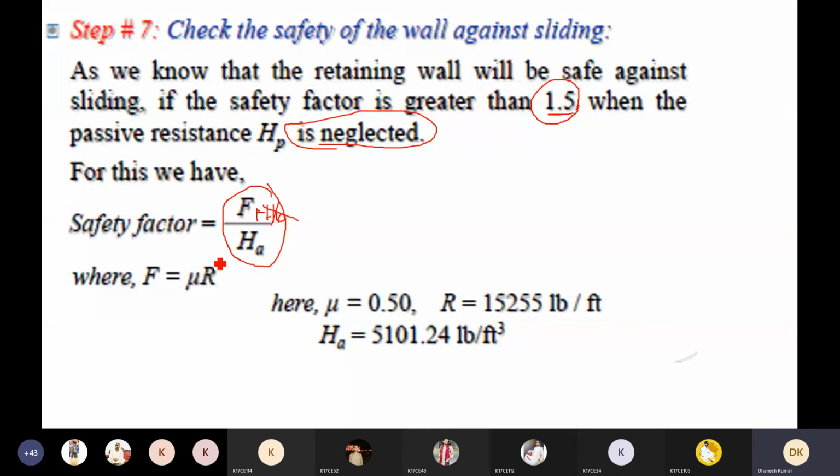F/HA, where F is your friction, which is equals to mu R. Mu is your internal friction between the concrete and the soil, and R is your total reaction, or total vertical force.